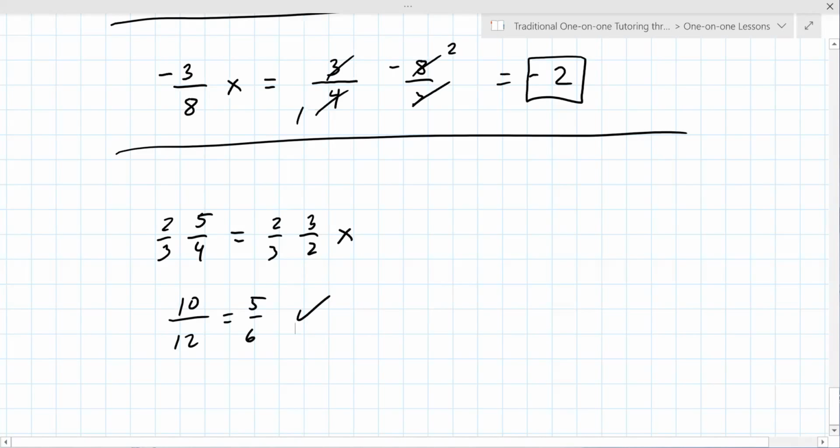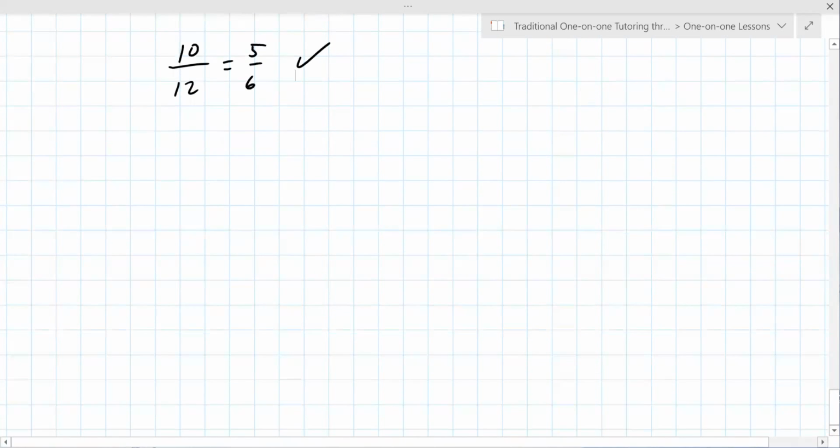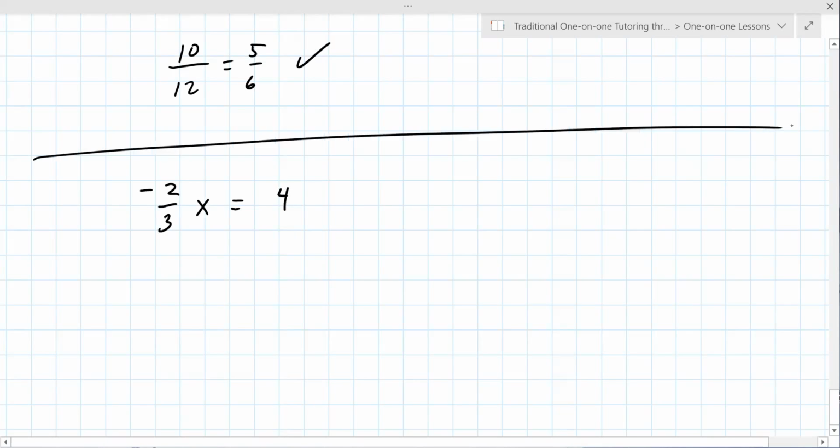Okay. Let me just look at your worksheet one more time. Yes, let me give you a couple more here. So let's say it's -2/3 x equals 4. Could you solve that one, please? Yes.